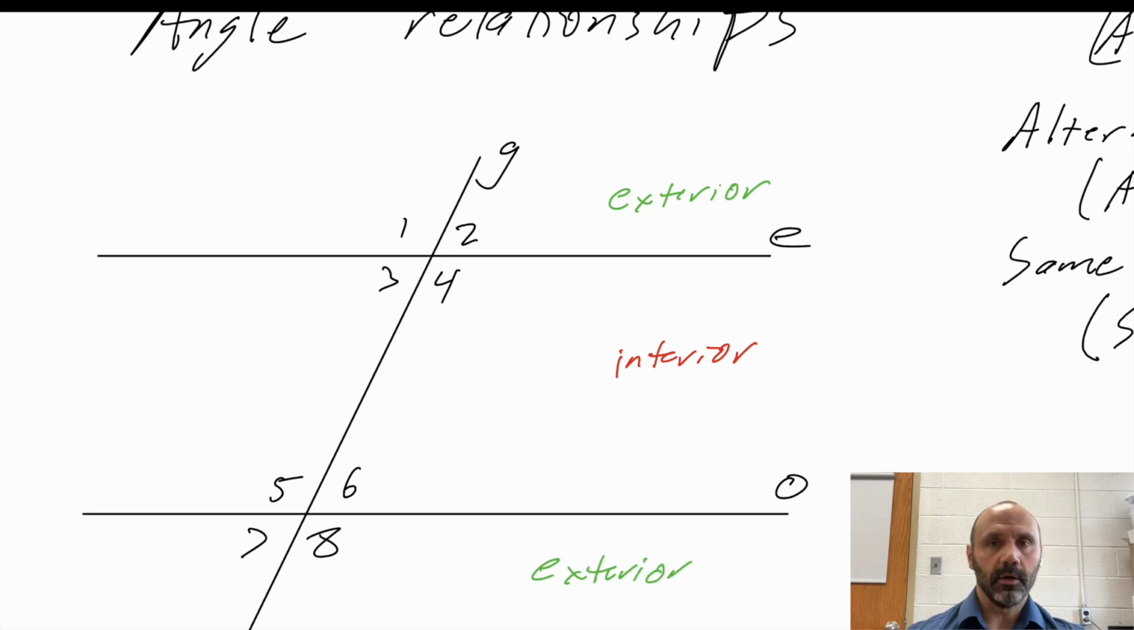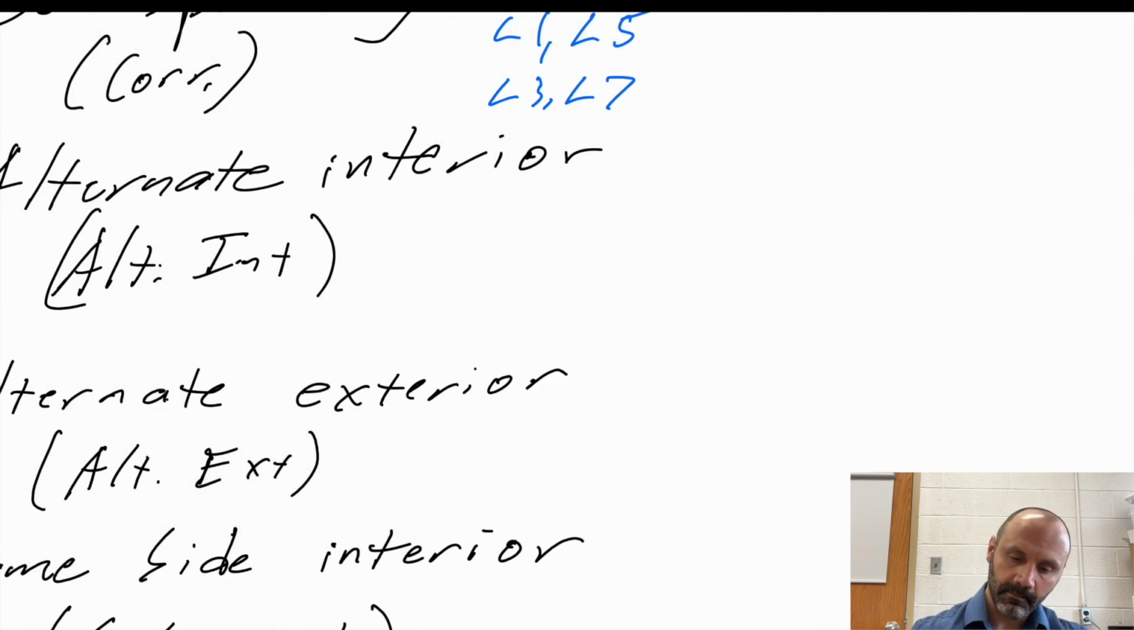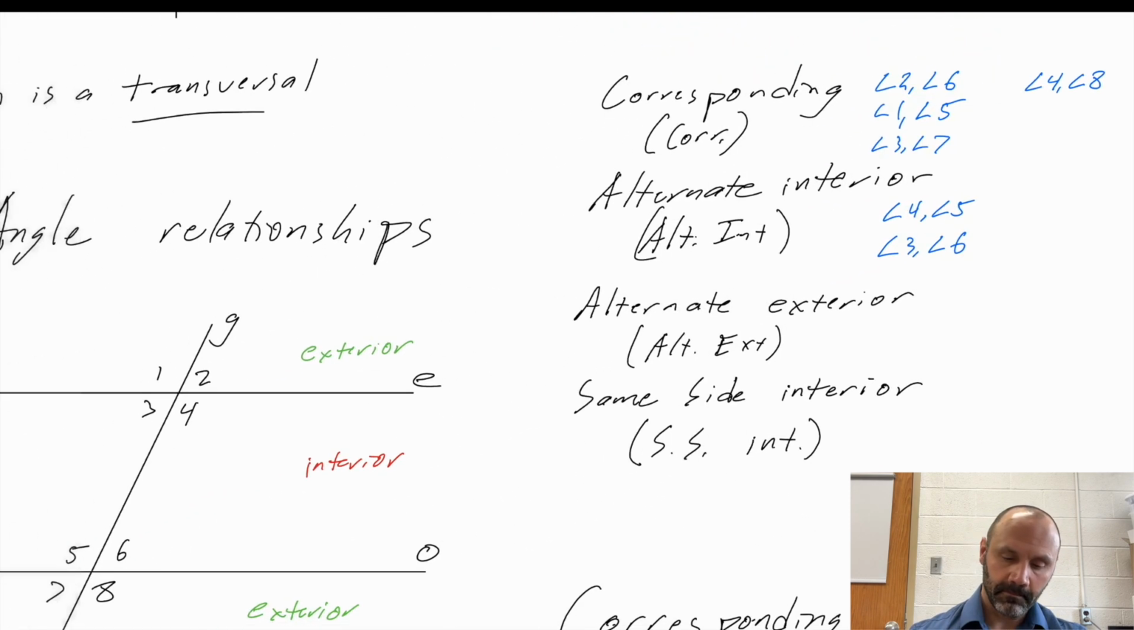exterior. Alternate means just like switching on opposite sides. So we would say that 3 and 6, those are both interior, and they're on alternate sides of the transversal. Interior refers to where it is in relationship to the two lines. Alternate refers to where it is in relationship to the transversal. So 3 and 6 are alternate interior angles, and 4 and 5 are alternate interior angles. So angle 4 and angle 5, and angle 3 and angle 6, those are pairs of alternate interior angles.